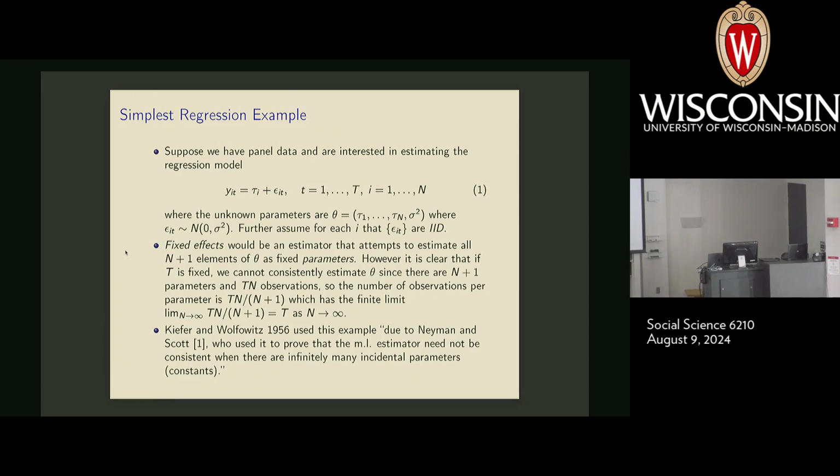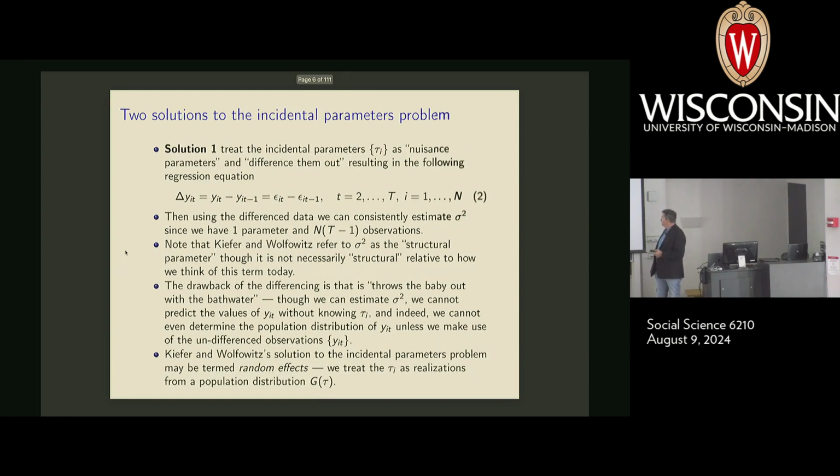And this has been observed since Kiefer and Wolfowitz, 1956, and they used this example. Now, what did they do? Well, there's a number of ways you can handle this. One is to difference out the fixed effects. If you take a difference of the y's, the fixed effects go away, and the difference in the y's is just a mean zero random variable, and then you can recover sigma squared from the variance of those residuals.